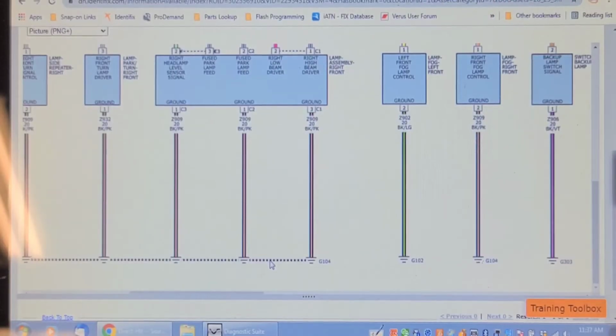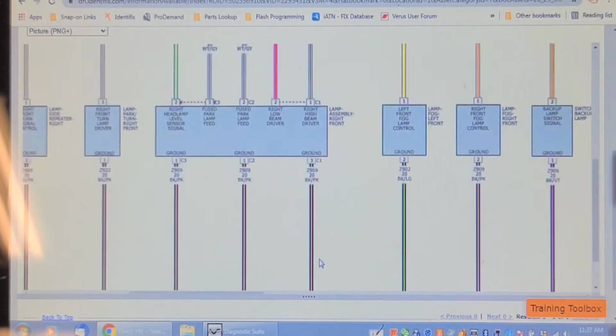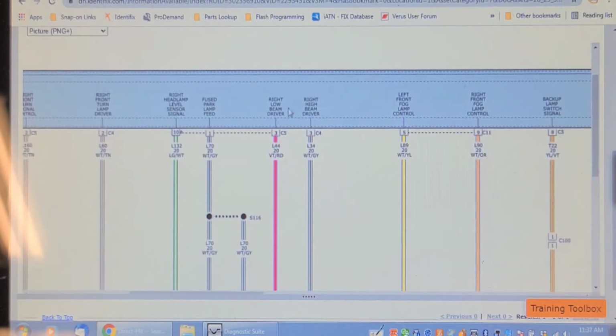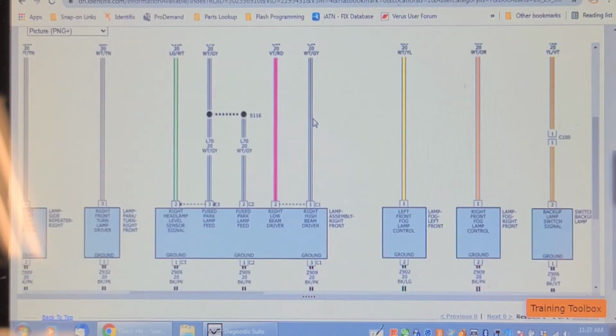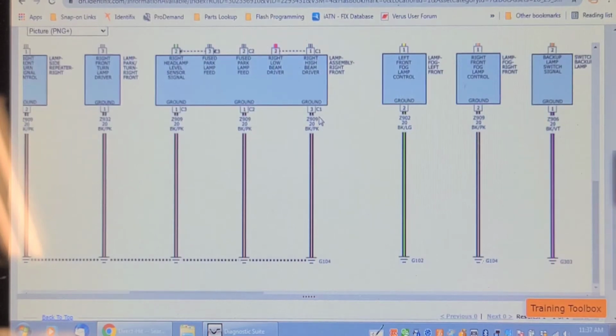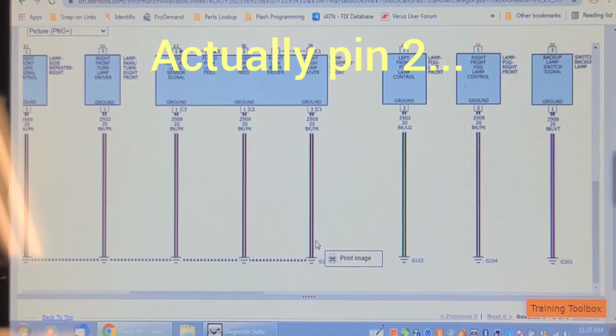So here's a portion of the electrical diagram showing the right headlight assembly, and you can see there's a ground at G104, and it comes directly from the integrated power module, right low beam driver, right high beam driver. So let's qualify this ground first and foremost, because that's easy to do. If there's a problem with the ground, it would affect both circuits. Let's qualify that ground. That's pin 3, which is black and pink.